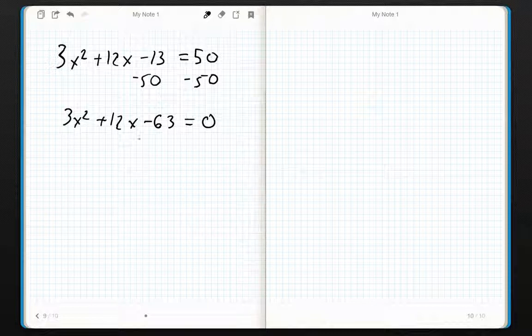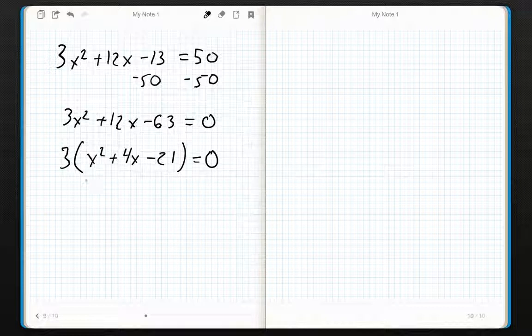Now at this point, and always, you should look to see, are there any common factors across this polynomial that can be pulled out right away, and you may recognize right away that there's a 3 contained in all three terms. So we can pull that 3 out and we get 3 times x squared plus 4x minus 21 equals 0.